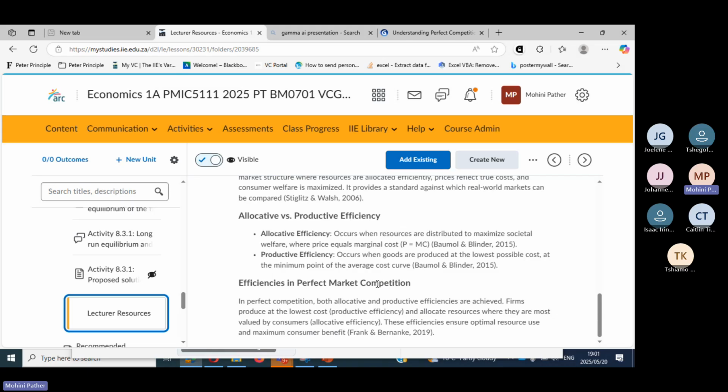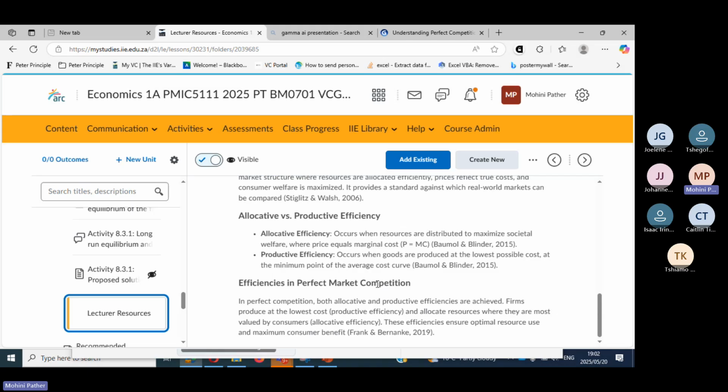Efficiency in perfect markets is a basic assumption. Both allocative and productive efficiencies are achieved. So we want to produce at as low a cost as possible, and we want to deliver the most value for the consumer, the allocative efficiency. That's where all the lean mechanisms or lean theory comes in, is that we work backwards from what the customer actually values and eliminate everything else.